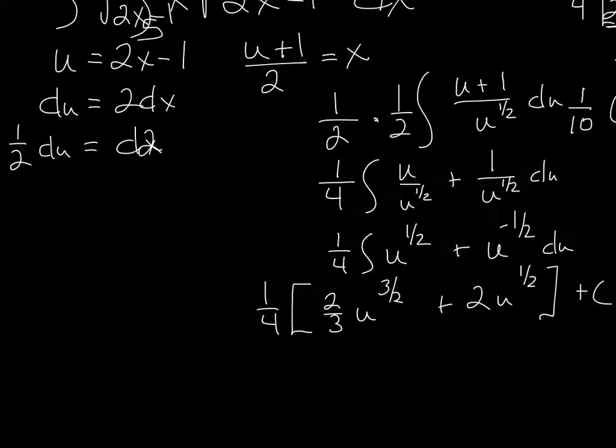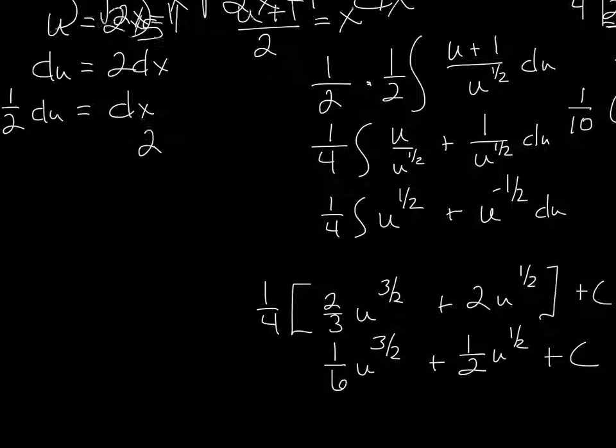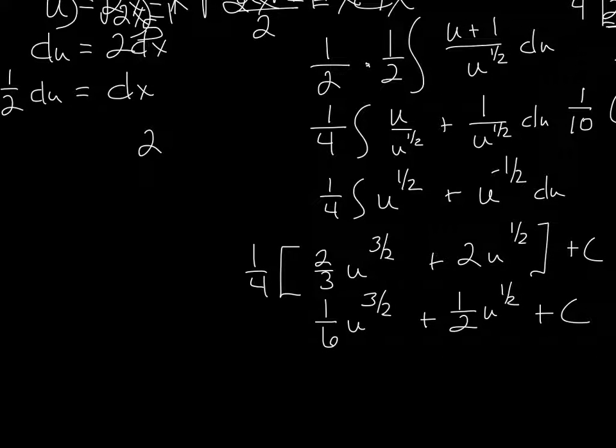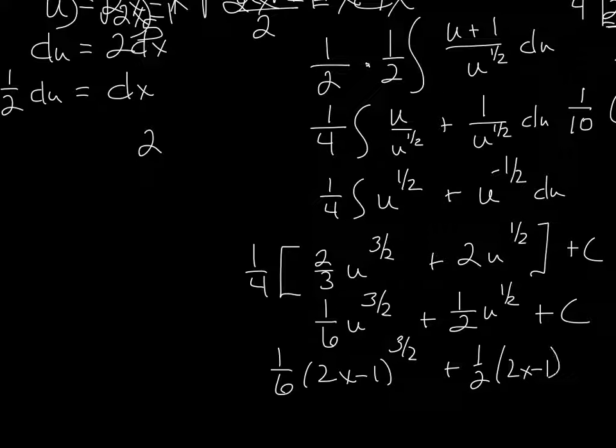And so now if we multiply, we get 1/6 u to the 3/2 plus 1/2 u to the 1/2. Okay, so if we have this, are we done? No. Yeah, let's stop putting u. We just have to substitute back in what we said u was. So 1/6 times (2x minus 1) to the 3/2 plus 1/2 times (2x minus 1) to the 1/2 plus c. For time's sake, we're not going to get a common denominator and factor out the lowest terms.